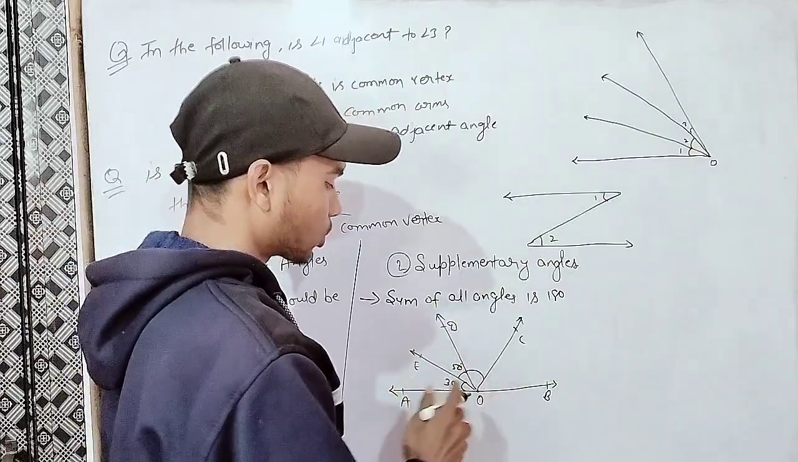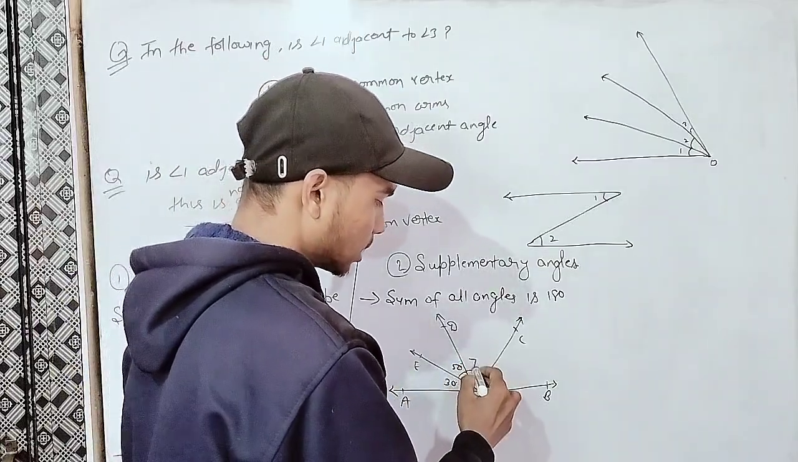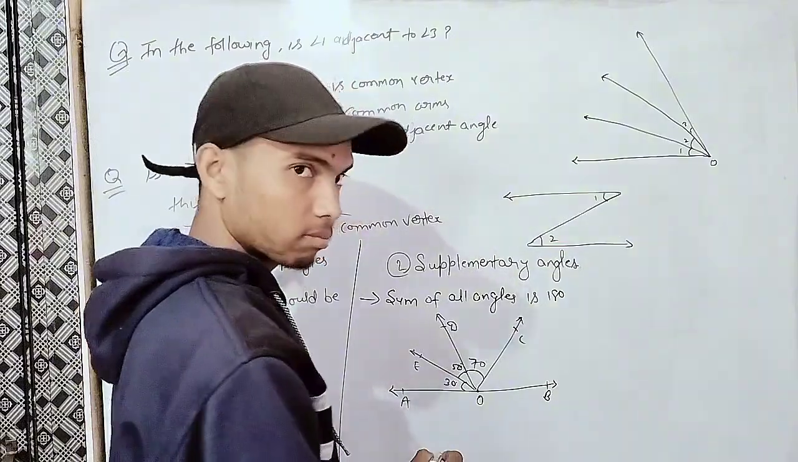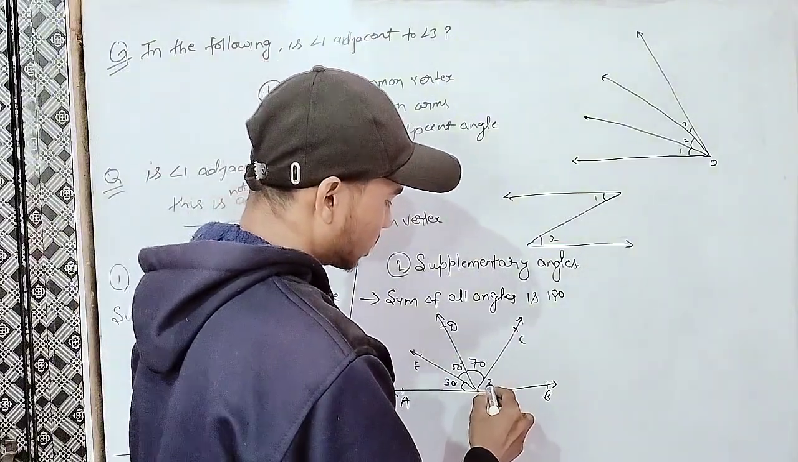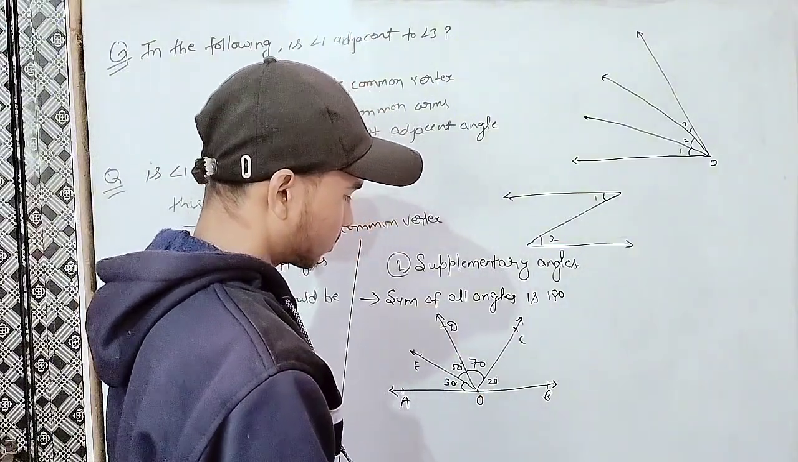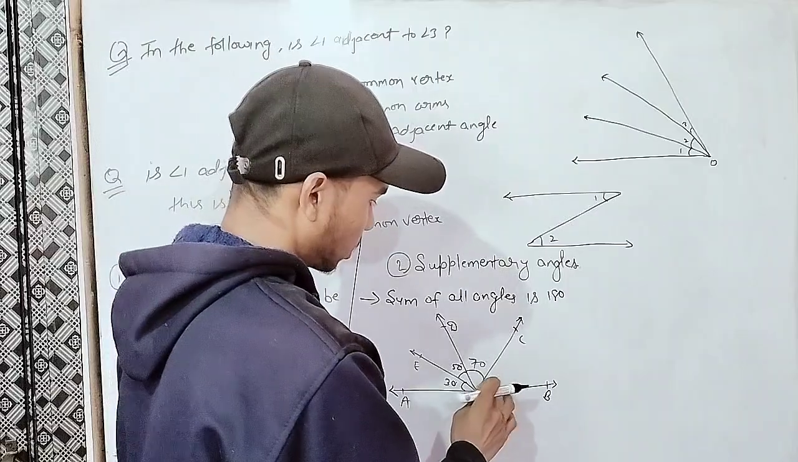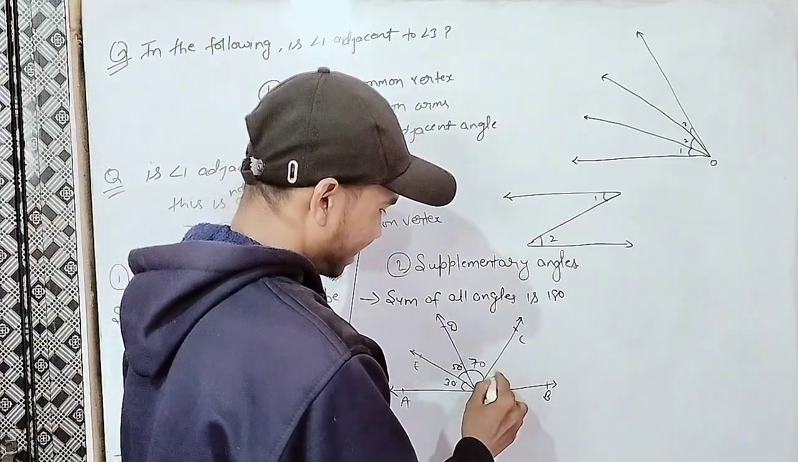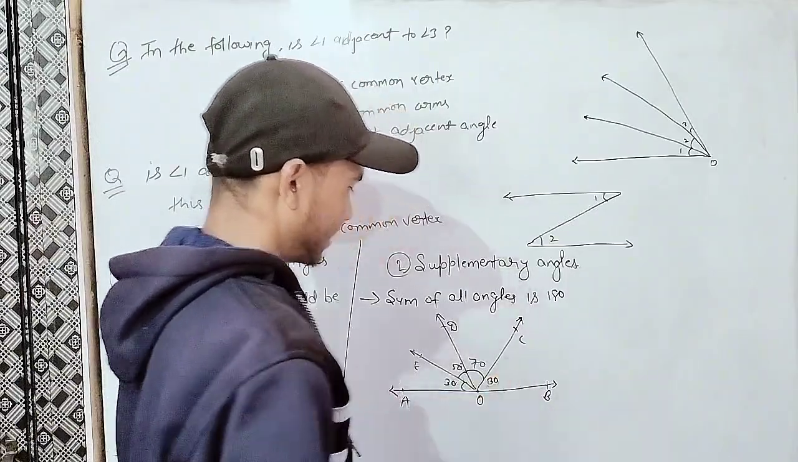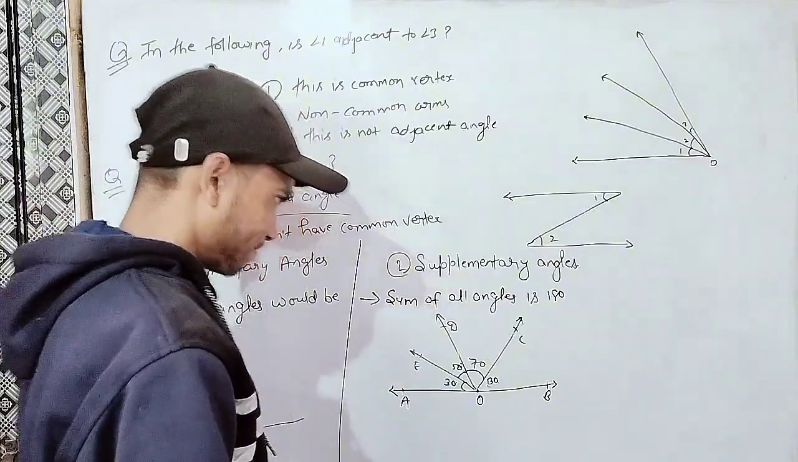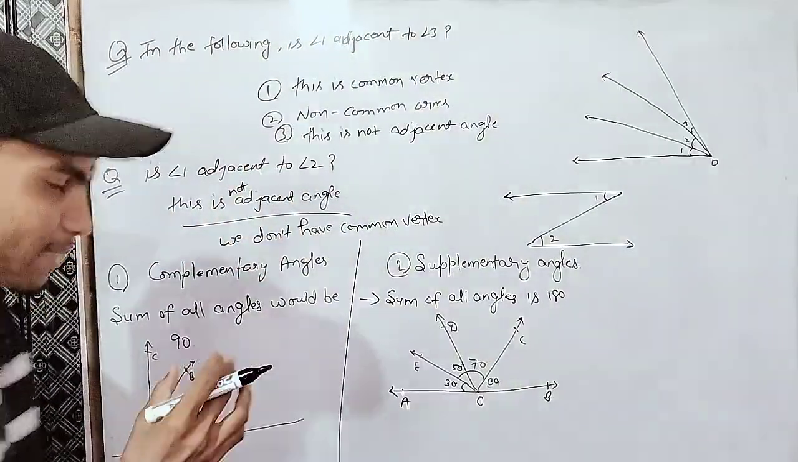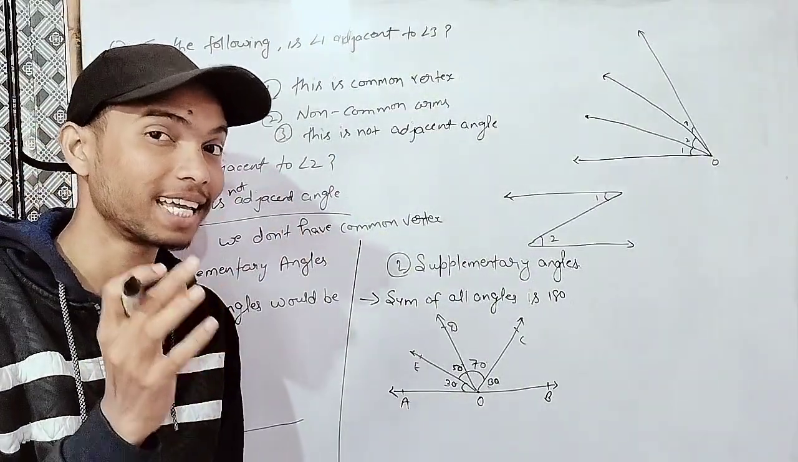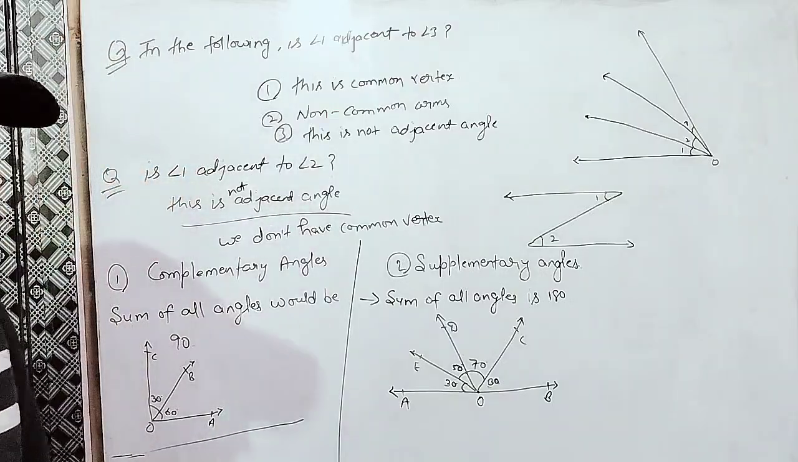Then here, how much? 70. Am I right? And this is, let's say 20. No, this is a 30. This is a 30. Yeah, this is a 30. Now it makes sense.